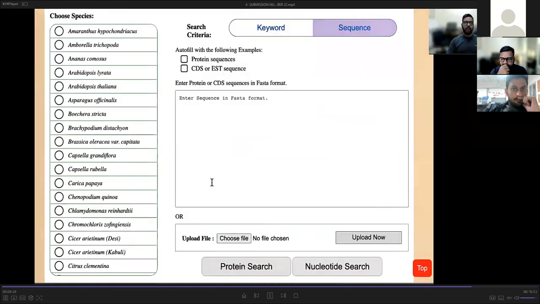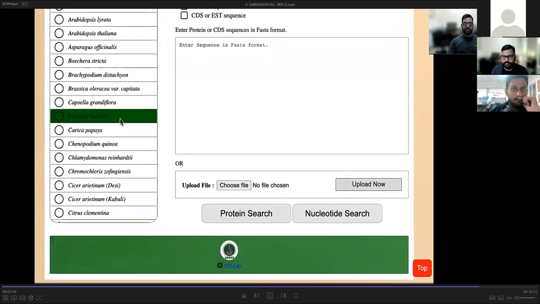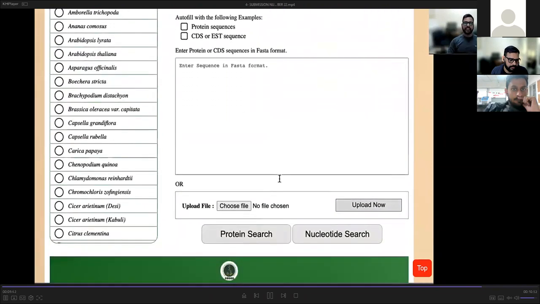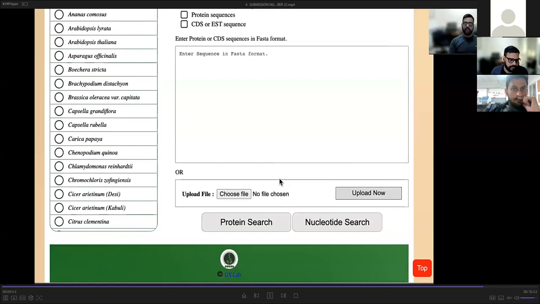The sequence-based search option further enables the user to enter or upload a protein or CBS sequence in FASTA format, in which the user needs to select the desired species. The search result is displayed in tabular format and made available to download.